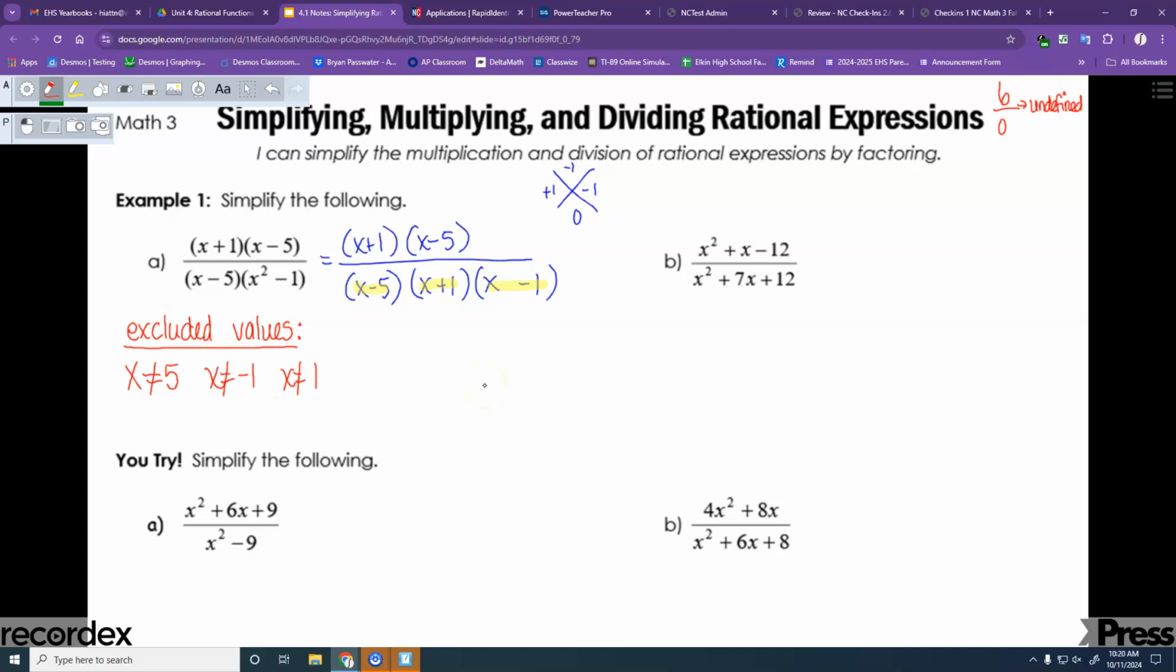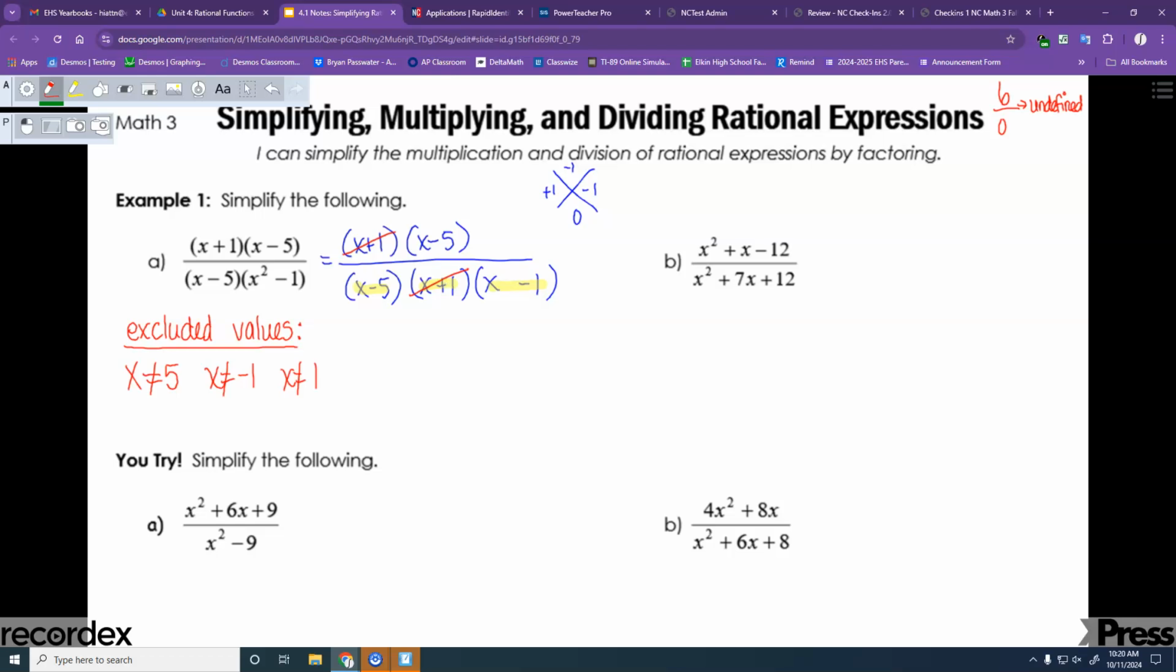What could I mark out? Just the ones? The whole factor can go. x plus 1, x plus 1. It is okay to do that, as long as I'm canceling the whole factor.